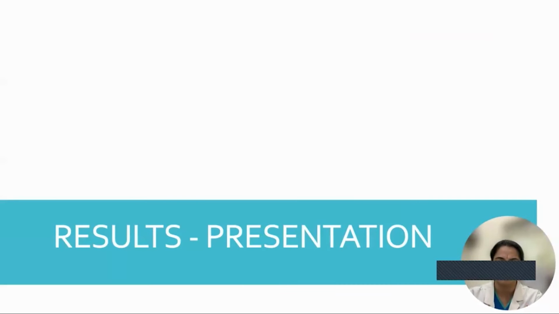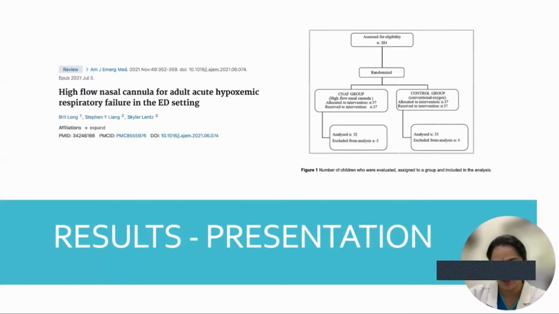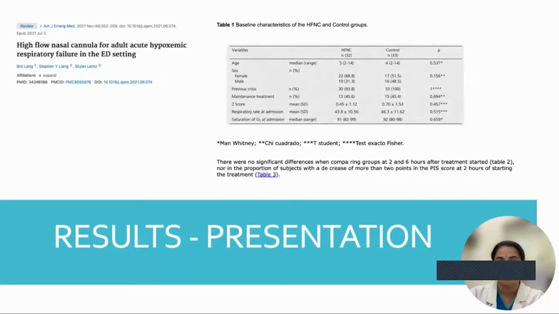So how will you present the results? Suppose I cite this article from the American Journal of Emergency Medicine, which is high flow nasal cannula for adult acute hypoxemic respiratory failure in the ED settings. They have started off their results by presenting a flow chart. In the flow chart, they're telling us how many patients they recruited, then how many they excluded, and what the variables were for each arm. And then they have presented in the form of a table where they have analyzed the HFNC with a control group.